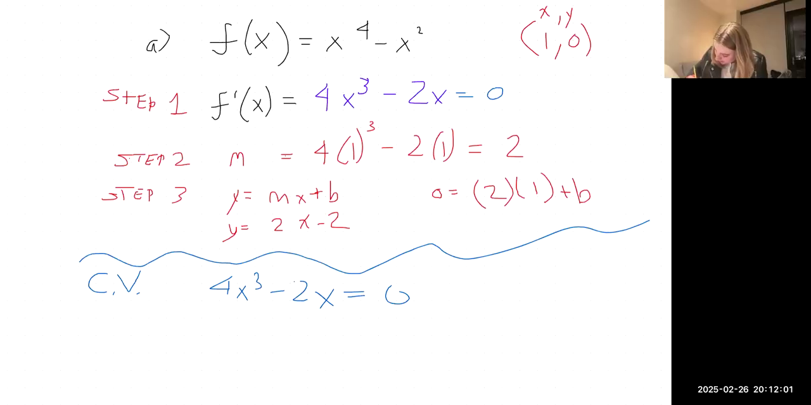4x cubed minus 2x equals 0. Do we factor out? Maybe. We could factor out a 2 because they both have 2 in common. And we could factor out an x because they both have x in common. So that's 2x and then times x. Okay, I'm really bad at factoring. Okay, 2x.